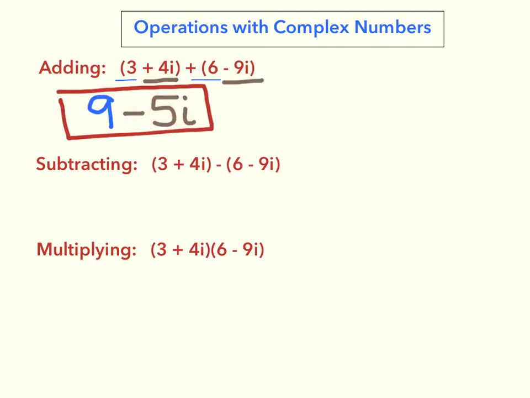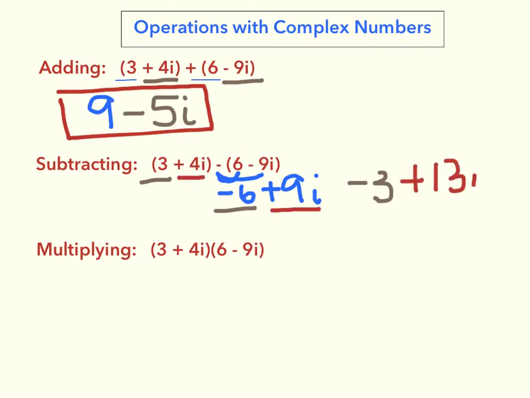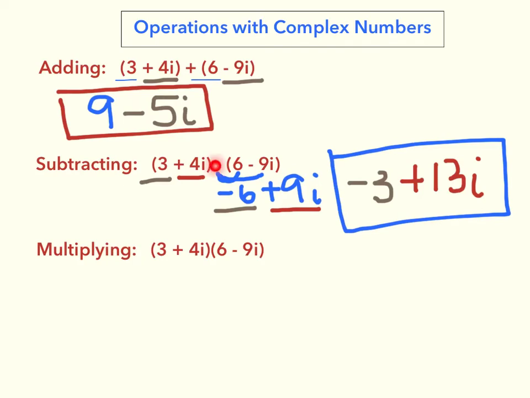When we subtract, we've got to distribute this negative first. So the negative times 6 is a -6. And a negative times -9i, or you could look at it as -1, since there's an imaginary one. Negative times -9i is a positive 9i. Now we do just like we did with the adding, and we combine our like terms. 3 minus 6 is -3, and plus 4i plus 9i is a plus 13i. So there's our answer for that. So with subtracting, distribute that negative sign and then combine your like terms.